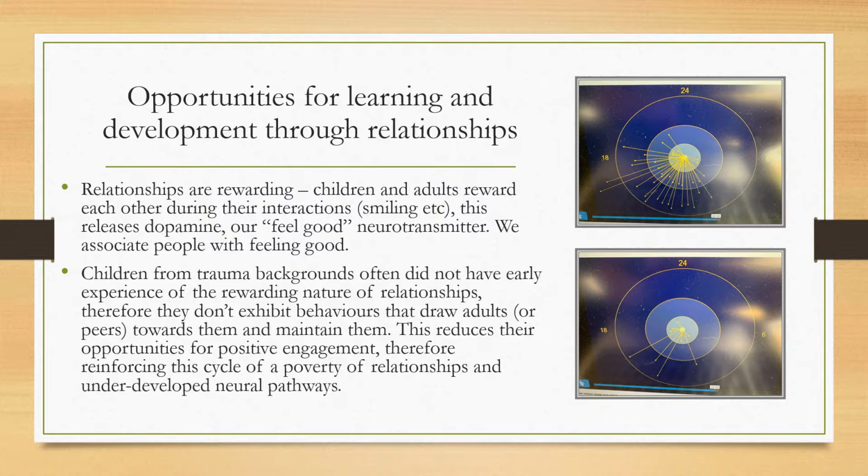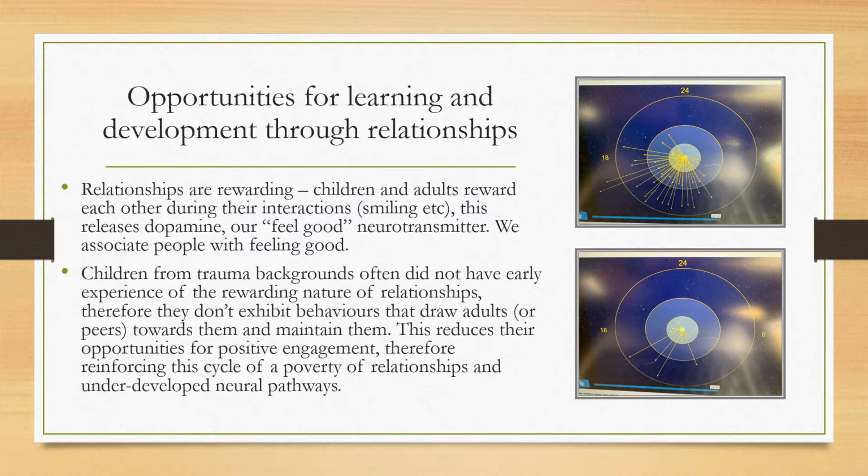This is human nature. That dopamine response makes us feel good and makes us repeat whatever we did to get that good feeling. If we don't get that, we're less likely to repeat that behaviour again. But what happens for that child is that it reduces the opportunities for positive engagement, because they're not drawing other people towards them, because they don't find interactions rewarding, because they did not have that experience when they were younger. They don't allow for those interactions to take on a rewarding nature. So this reduces the opportunities for positive engagement, reinforcing the cycle of a poverty of relationships and underdeveloped neural pathways. This is quite a sad and quite shocking comparison, I think.